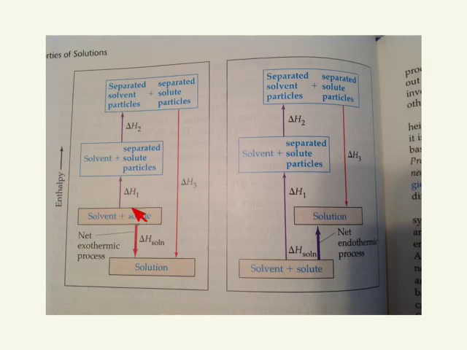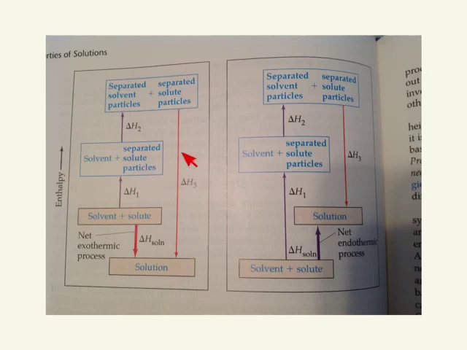So you have your solvent plus your solute. First thing you have to do is separate your solute particles. Okay, that's your delta H1. Then delta H2, you have to separate your solvent particles. You have to add energy for both of these things to occur. So once you get them both separated, they're going to combine, and delta H3 occurs, and that releases energy.